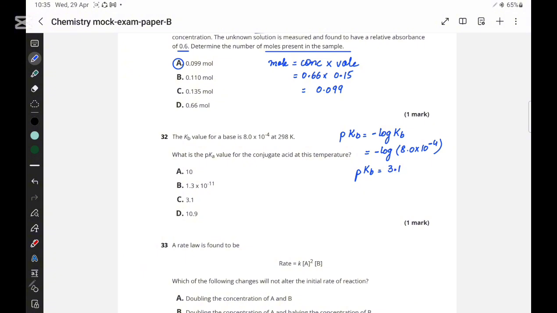3.1. Now we have a formula: pKw is equal to pKa plus pKb. pKw is 14, pKa we need to find out, and pKb is 3.1. So the pKa value comes out to be 14 minus 3.1, and that is going to be 10.9. So the pKa value comes out to be D.